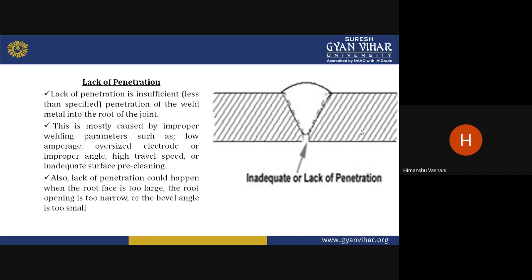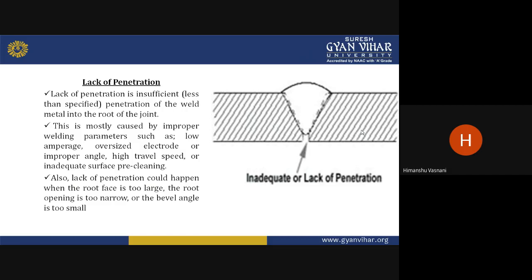See here also, high travel speed is creating an issue, as in the previous discontinuity, where high travel speed of welding was to be avoided. So what happens is that if you supply insufficient filler material at the welding zone, then the penetration is not complete or not adequate. There is some lack of penetration. Okay, so at that point it is called lack of penetration.